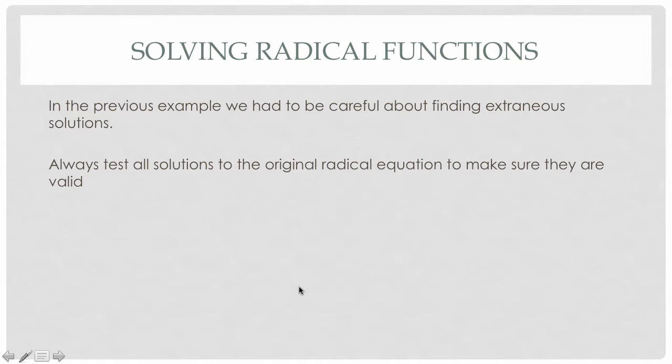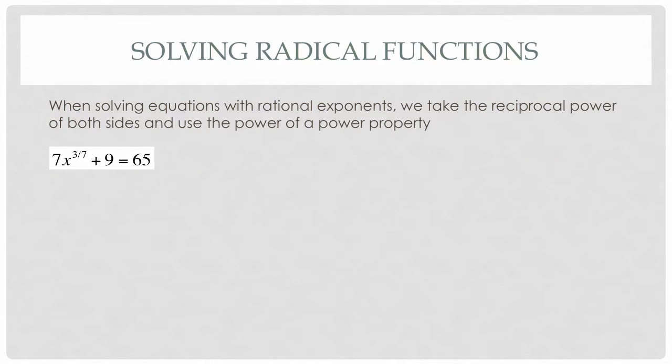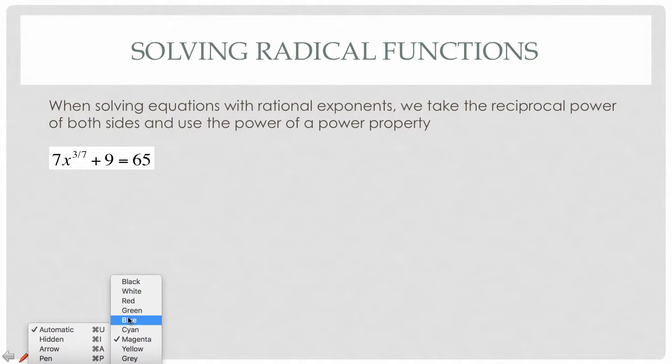Okay. When solving equations with rational exponents, remember, a fractional exponent is related to a radical. We just simply take the reciprocal power of both sides and use the power of a power property. This one will be pretty easy, but let me show you what I mean. So say here we go. We have 7 times x to the 3/7 power plus 9 equals 65. It's like, whoa, what does x have to be in this case?